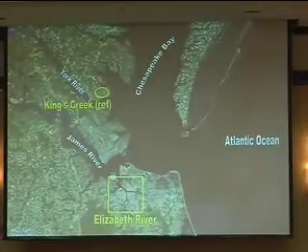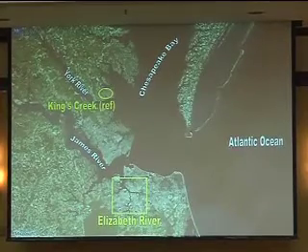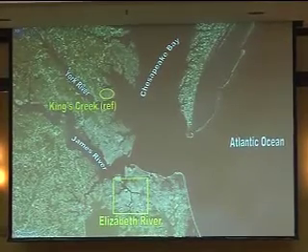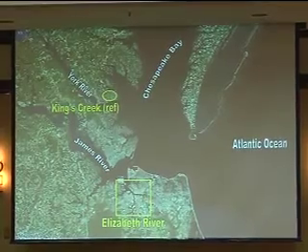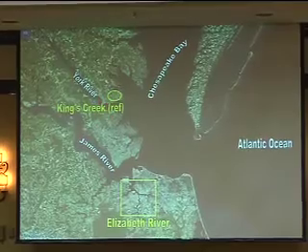The reason why we study this is because for many years, my lab has studied a Superfund site on the Elizabeth River in Portsmouth, Virginia, which is a tributary off of the Chesapeake Bay. And here's our reference site, which is Kings Creek, which is also a tributary off of the York River.